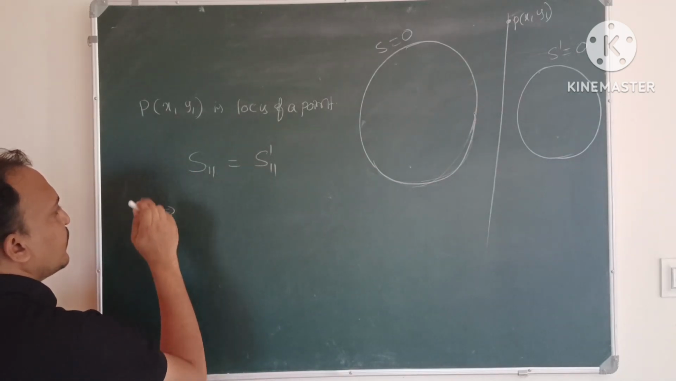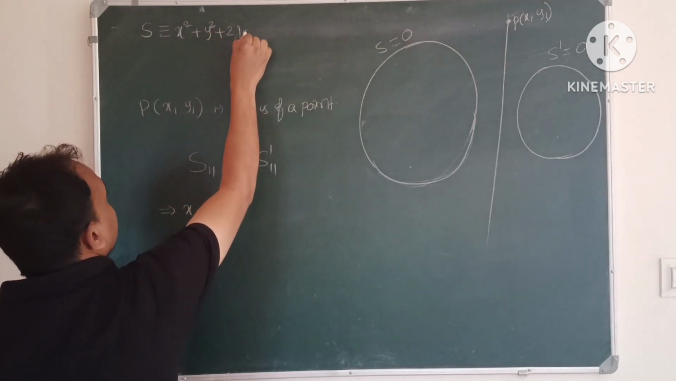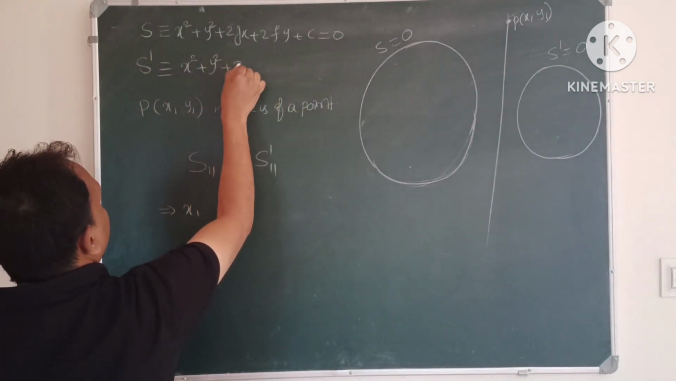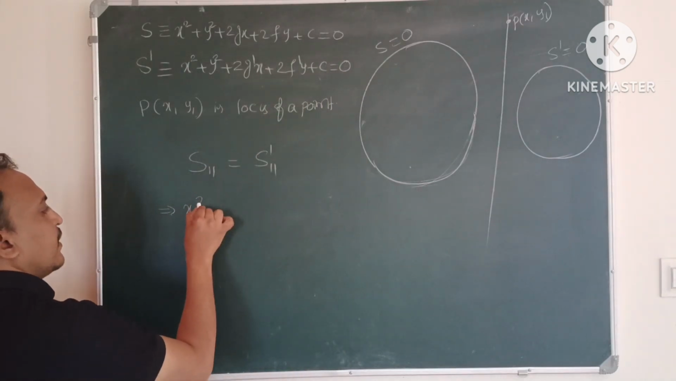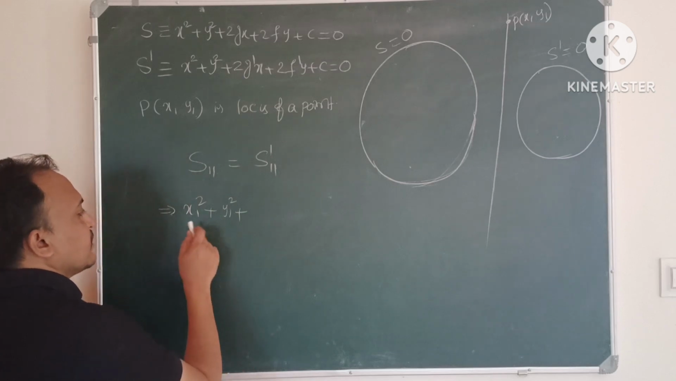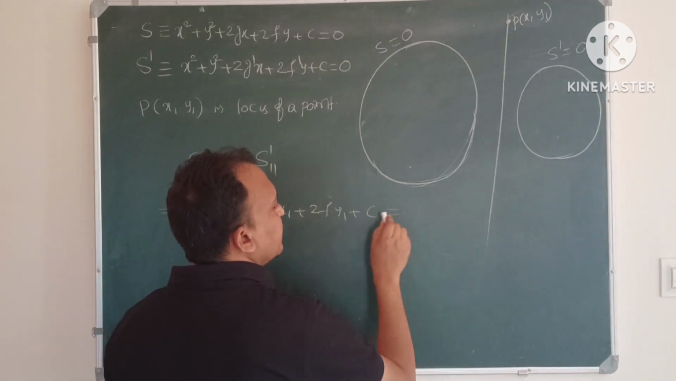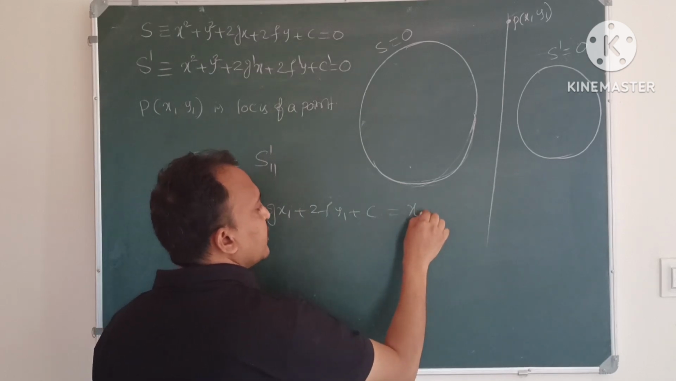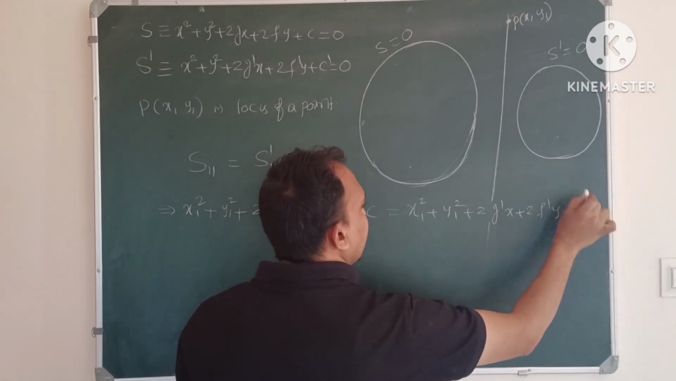Then S11 is nothing but, here S is x square plus y square plus 2gx plus 2fy plus c equal to 0, where S dash is x square plus y square plus 2g dash x plus 2f dash y plus c dash equal to 0. Then S11 is x1 square plus y1 square. Just instead of x and y, you have to substitute x1, y1. x1 square plus y1 square plus 2gx1 plus 2fy1 plus c is equal to S dash 11, which is x1 square plus y1 square plus 2g dash x1 plus 2f dash y1 plus c dash.